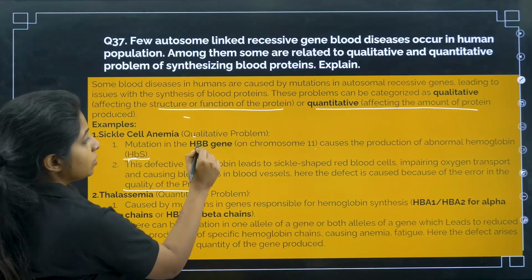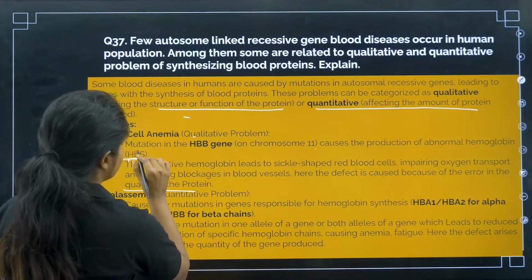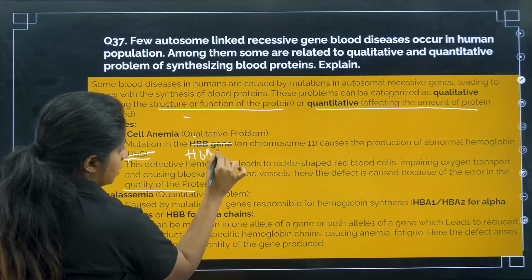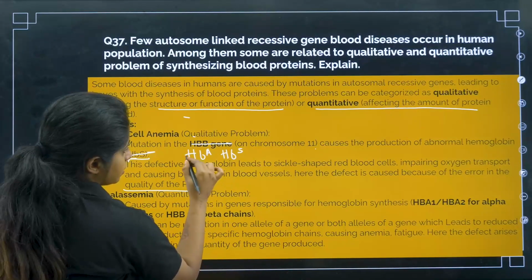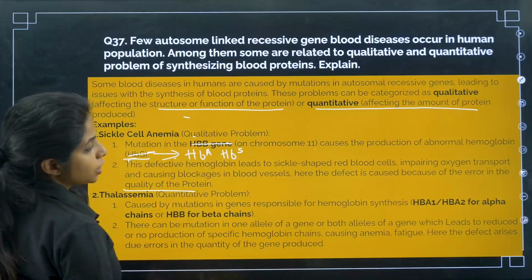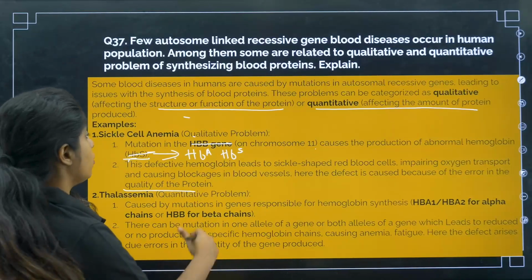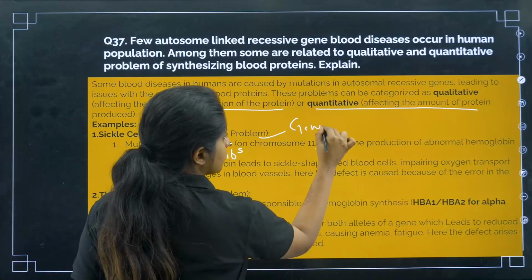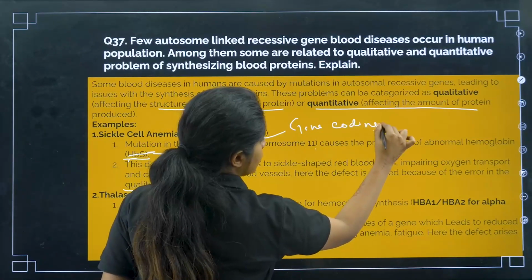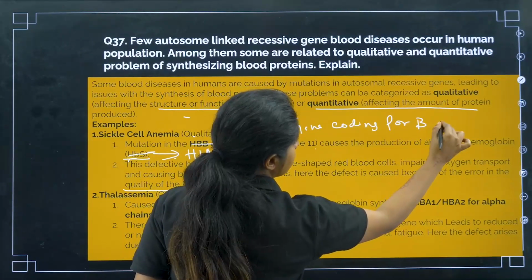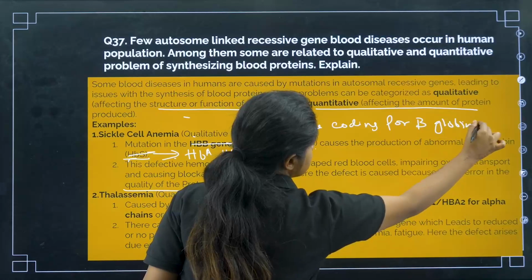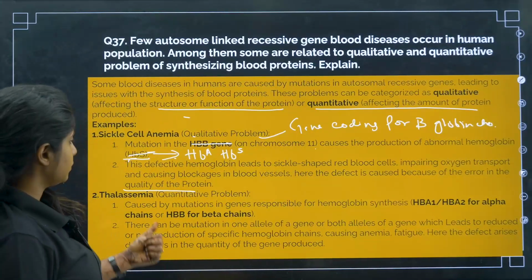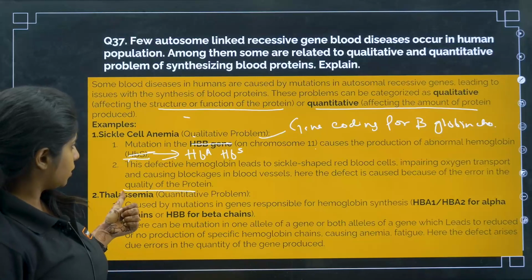So over here, I want to make a quick change. I'll write HbA, HbS genes are being involved rather than writing HBB gene, or I can say mutations in the gene coding for beta globin chain. That will be more correct. Okay.